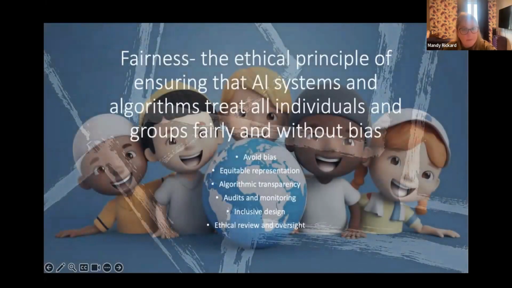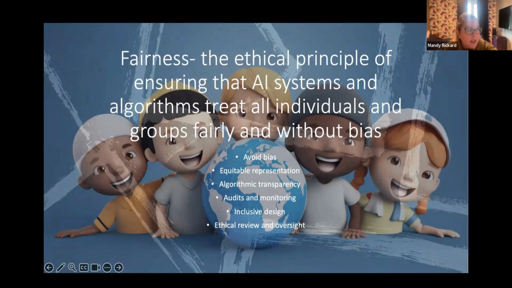The other thing that we need to consider is something called fairness, and that's the ethical principle of ensuring that AI systems and algorithms treat all individuals and groups fairly without bias. So the first step is avoiding bias, which can arise from biased training data or the algorithms themselves. For example, if the training data is predominantly from one demographic group, the model may not perform well for other groups, which leads to disparities in healthcare outcomes.